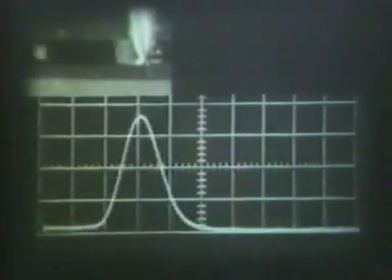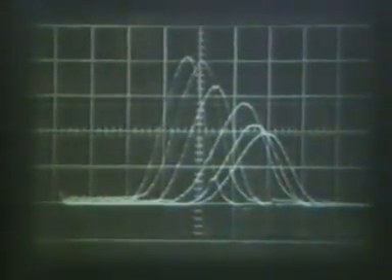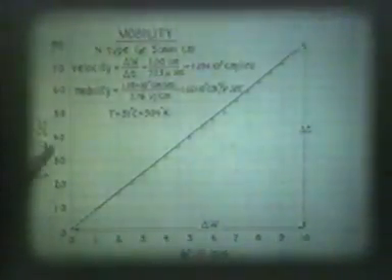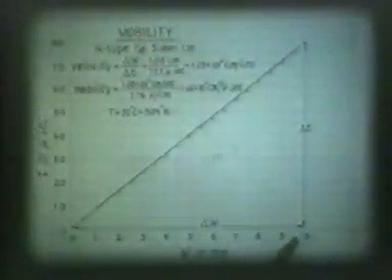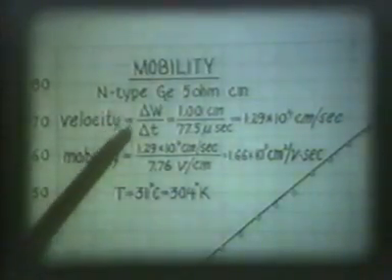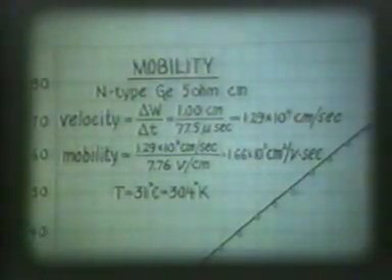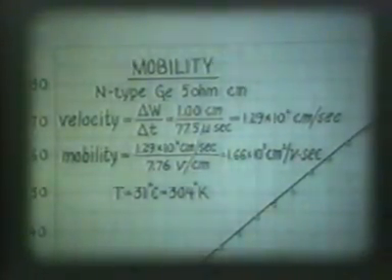To measure the drift velocity, we moved the detector by equal increments of distance and took still pictures of the pulses. Here we have plotted delay time as a function of the distance from the source to the detector. Dividing this distance by the time, we get a pulse drift velocity of 1.29 times 10 to the fourth centimeters per second.